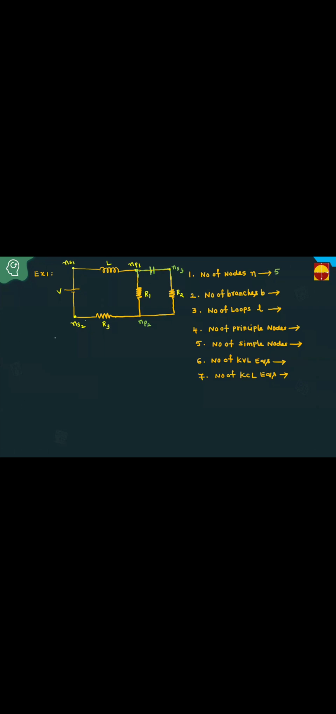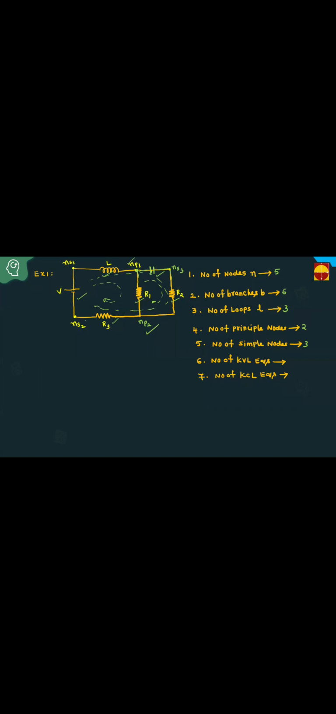How many branches, friends? This is 1, 2, 3, 4, 5, 6. Six branches. How many loops? This is one loop, this also one loop, and this also a loop. The total number of loops equals 3. How many principal nodes? 2 principal nodes. How many simple nodes? 3 simple nodes. How many KVL equations?